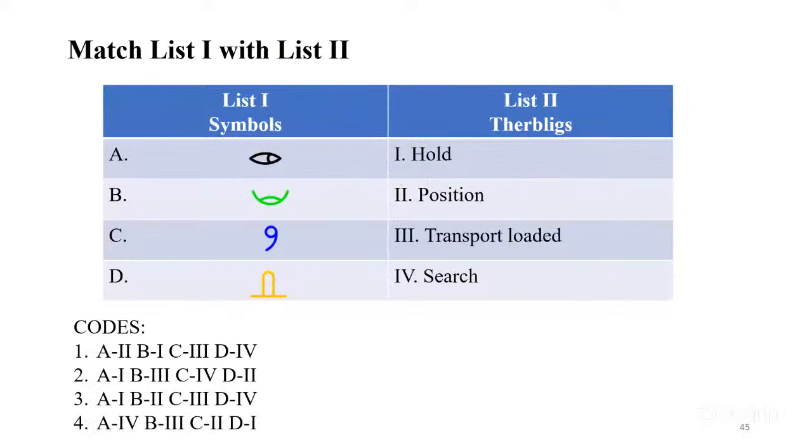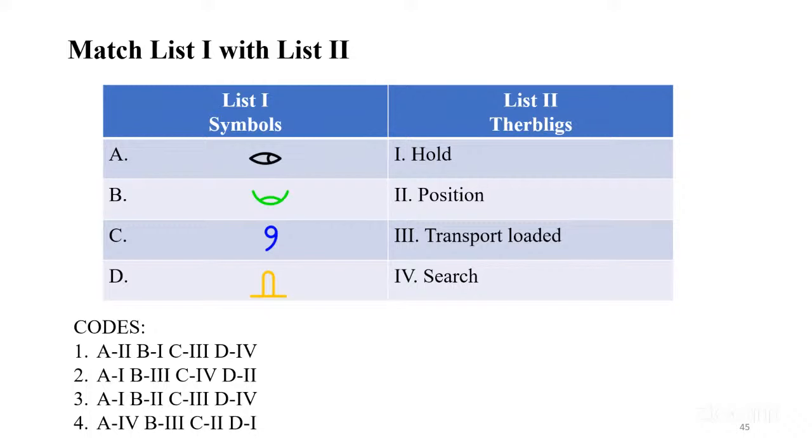And this is a match type of question where list one has symbols and list two has thumb links. You need to match the symbol with the thumb link. The given codes are: code 1, A2, B1, C3, D4. Code 2, A1, B3, C4, D2. Code 3, A1, B2, C3, D4. Code 4 is A4, B3, C2, and D1.